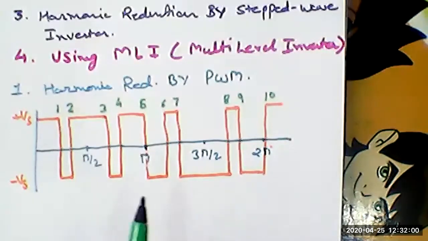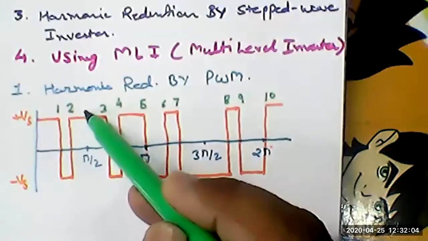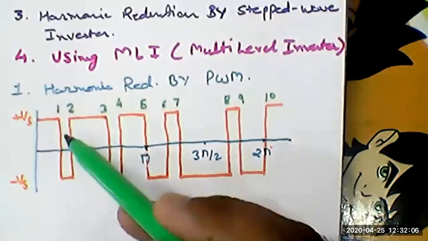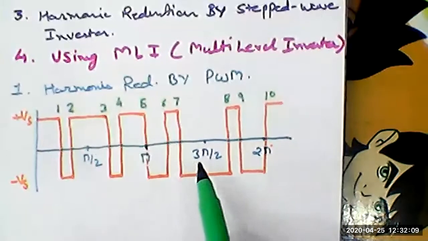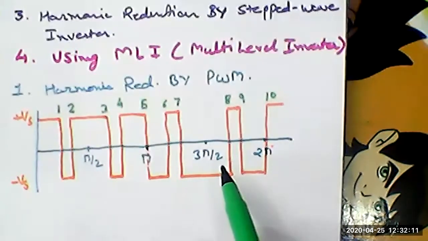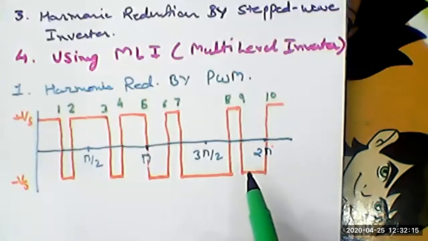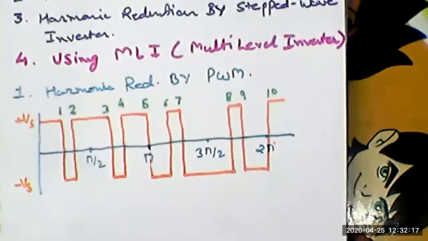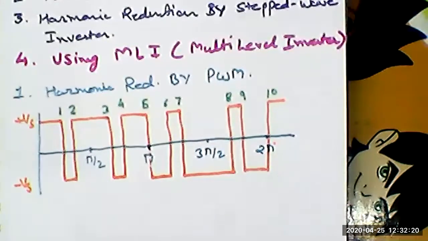There are several pulses per half cycle, which you can notice here, 1 and this 2. So it is given by an sin n omega t plus bn cos n omega t, but the bn component would become 0. Why? Because of the symmetry of the waveform. Clear?